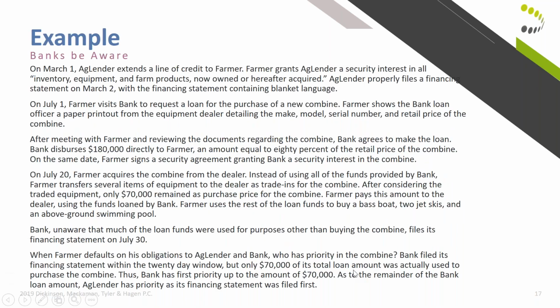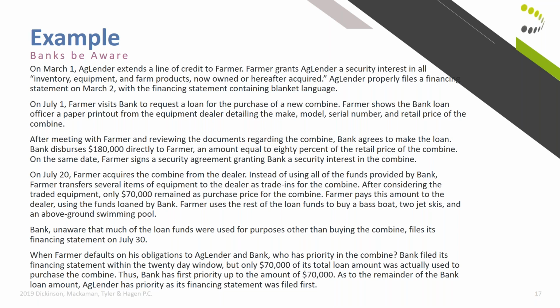A second example to be aware of is the one I have here. It's one in which ag lender extends a line of credit to farmer, and farmer grants ag lender a security interest in all inventory, equipment, and farm products now owned or hereinafter acquired. Ag lender properly files a financing statement on March 2nd with the financing statement containing blanket language.